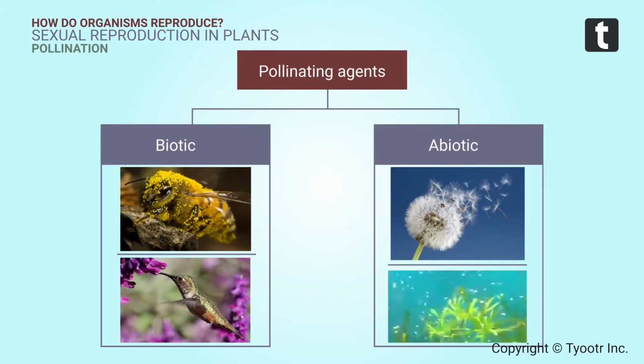Biotic agents can be any insects like honeybee or any cattle, while abiotic agents include wind current and water current.